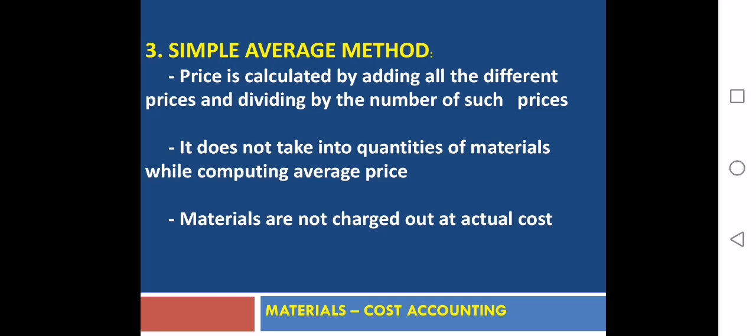just now explained in the example. So it does not take into quantities of material while computing the average price. Just now also we discussed this. So quantities are ignored and materials are not charged out at actual cost. This is a very interesting point. In LIFO and FIFO method, actual cost is taken. There is no manipulation of price. When you follow the simple average method pricing, you are manipulating. You are not taking the actual cost. You are taking some other cost which is computed by you.